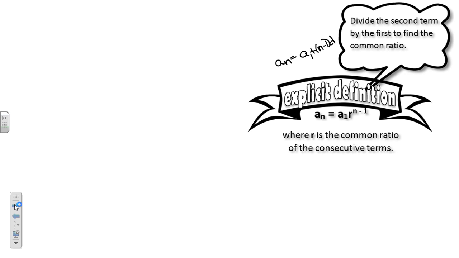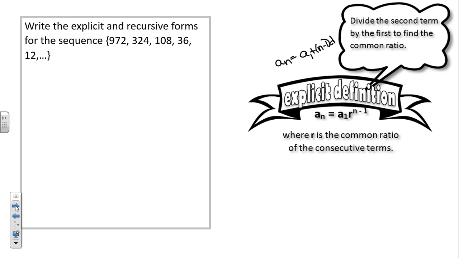We really need to back it off by 1. Okay, so let's look at an example. Let's take that 972, 324, 108, 36, 12, right? And we said that that ratio was 1/3, right? So let's write this as an explicit definition for it. We knew r was 1/3, okay? So our nth term for this particular geometric sequence is going to be the first term. What's my first term? Times r, which is 1/3, to the n minus 1 power.